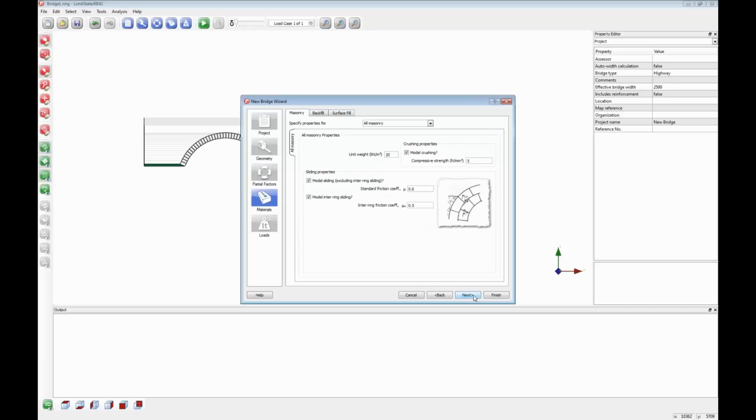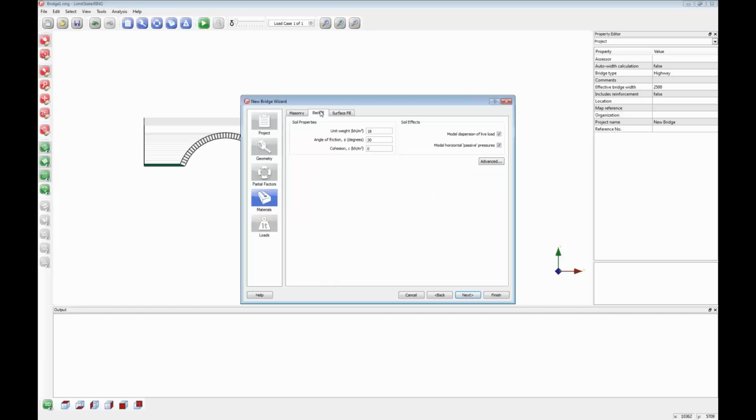On to the next section, which is materials. I can enter properties of the materials. First, the masonry. I can enter the unit weight and also whether I want to model crushing, or finite compressive strength, for the masonry. I can also enter coefficients of friction for modeling sliding failures. For the backfill, I'm invited to enter the basic properties associated with the backfill, so the basic geotechnical properties, that's unit weight, angle of friction and cohesion.